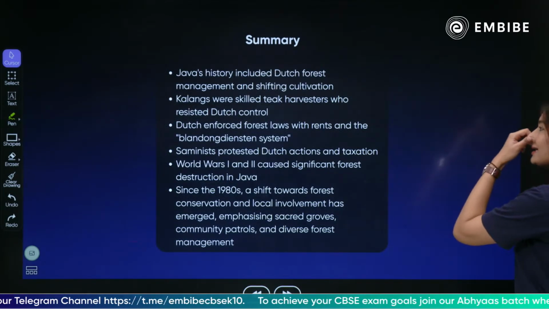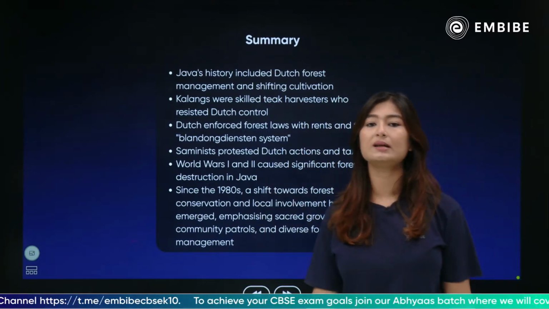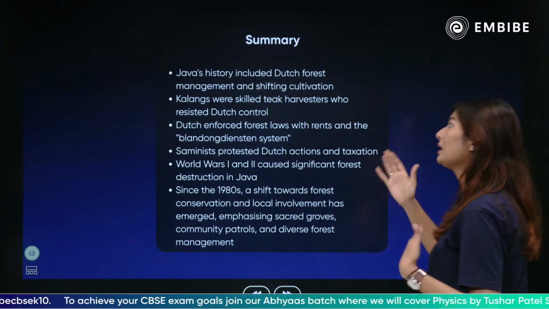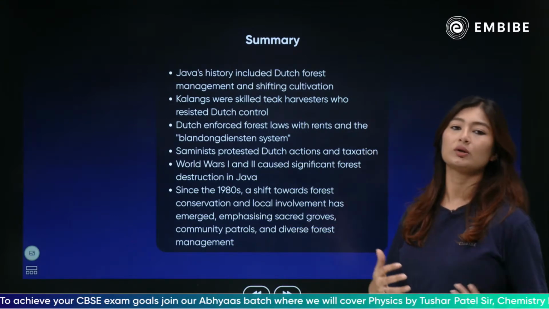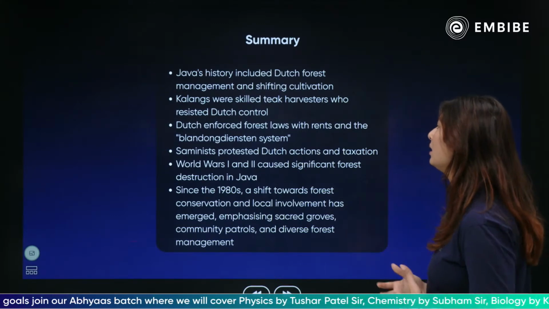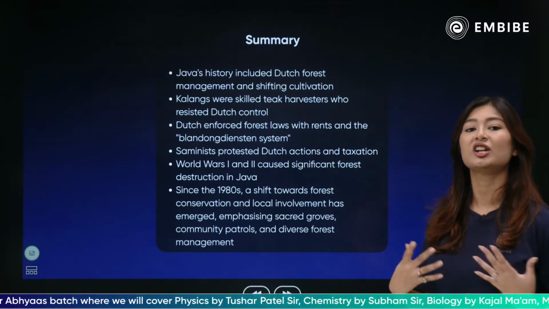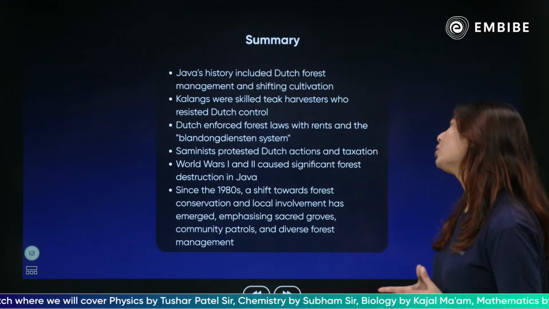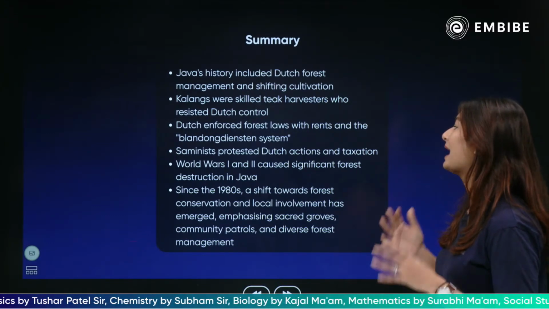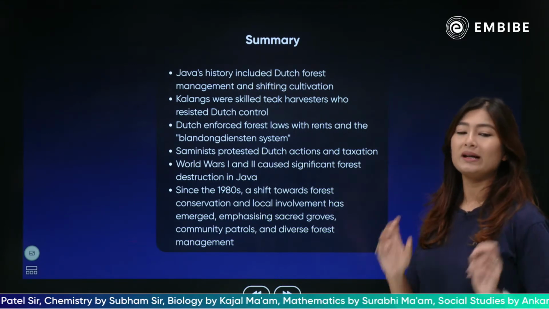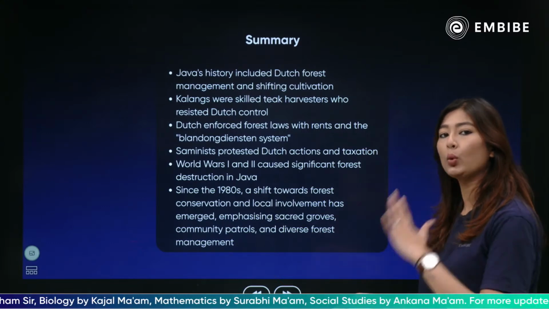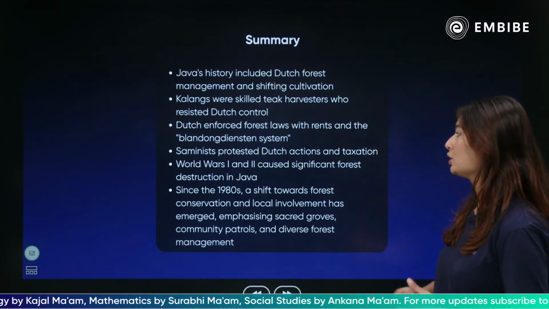Okay, chalo. So let's quickly summarize. So what we have understood is that Java's history included Dutch forest management and shifting cultivation. ठीक है, कालंग्स जो थे वहाँ के बहुत पुराने tribes थे and they were skilled with teak harvesters who resisted the Dutch control. Dutch enforced forest laws with rents and basically implemented a system of the Blandong-Diestien system where they said rents will be waived off if you give me free labor and buffalo in the wood cutting and transportation.